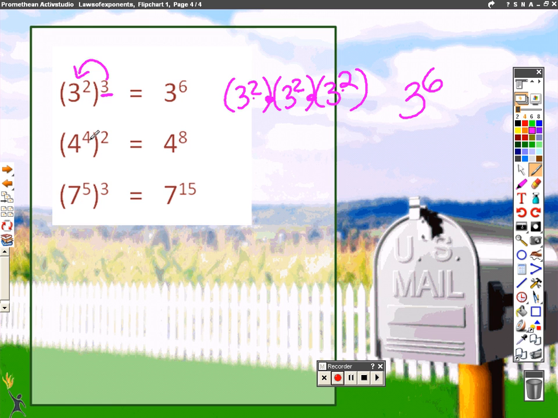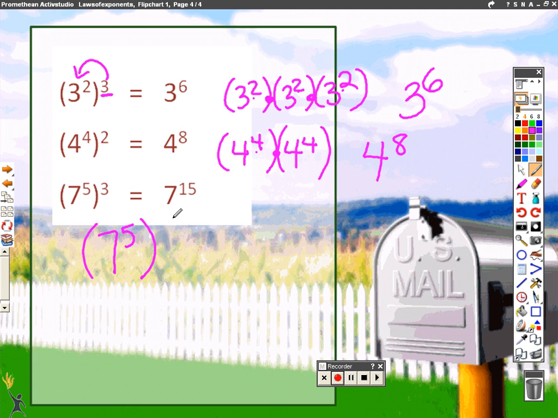4 to the fourth to the second power is 4 to the fourth times 4 to the fourth. Again, we're multiplying, so we take our exponents and add them, and that's why we got 4 to the eighth. This one would be 7 to the fifth times 7 to the fifth times 7 to the fifth, because it says I want it 3 times. 5 plus 5 plus 5 is 15.